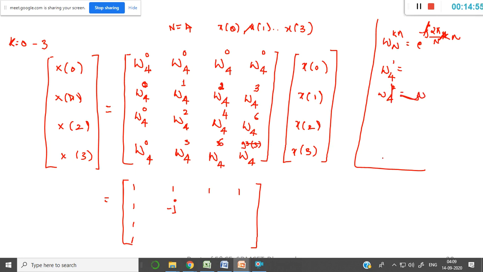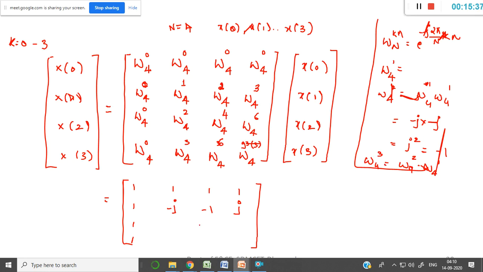So I told you the simple technique. W4 to the power of 2 is W4 to the power of 1 into W4 to the power of 1. So you already have minus j into minus j, which is equal to minus j squared, and that is nothing but minus 1. So this value becomes -1. What is W4 to the power of 3? It's simple. You already have W4 to the power of 2 into W4 to the power of 1. So this is plus j. Very good. Okay, now next.